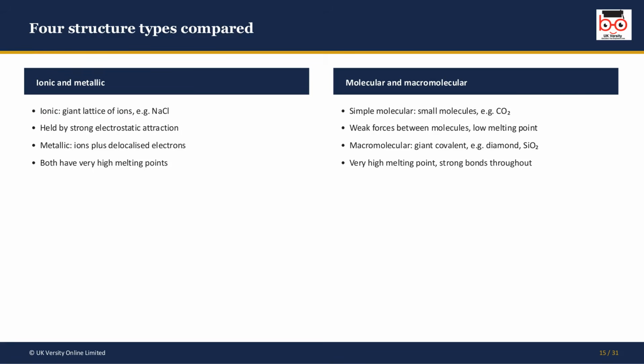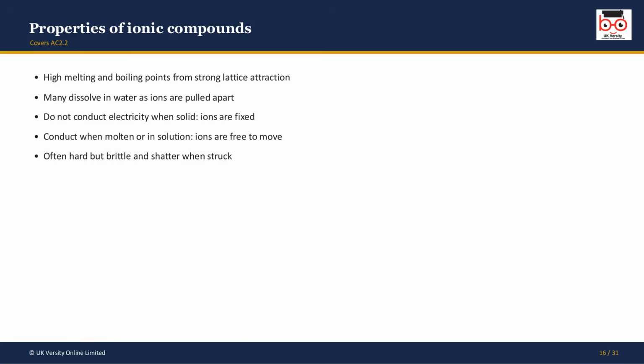Let's compare those 4 side by side. Ionic solids, like sodium chloride, are giant lattices of ions held by strong electrostatic attraction. And metallic structures are positive ions in a sea of delocalized electrons, both with very high melting points. Simple molecular substances, like carbon dioxide, are small molecules held by weak forces, so they melt easily. Macromolecular solids, like diamond or silicon dioxide, are giant covalent networks, so they have very high melting points with strong bonds throughout.